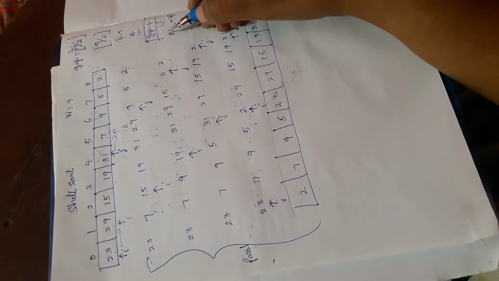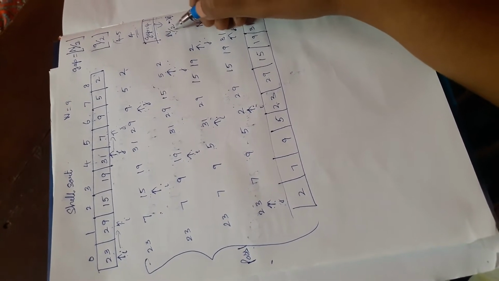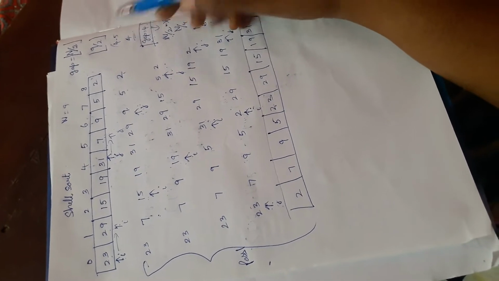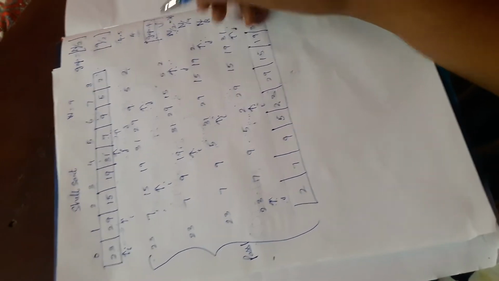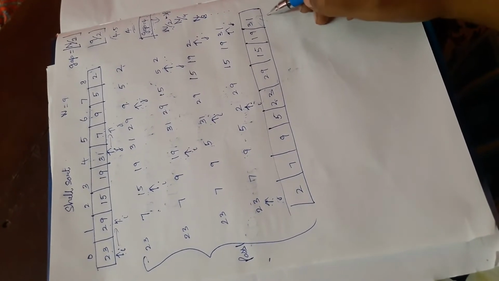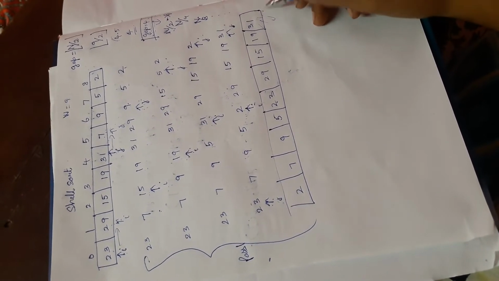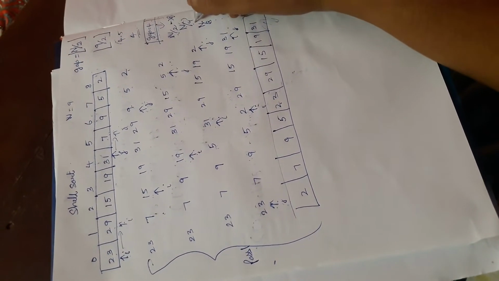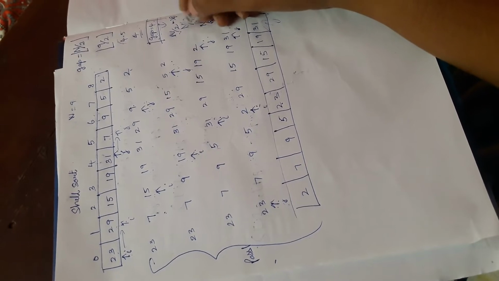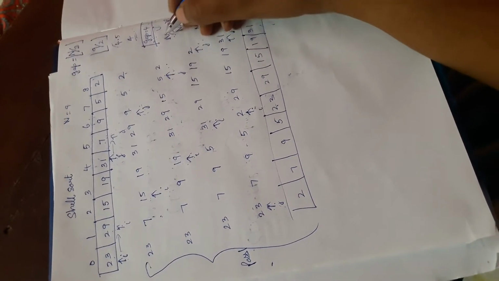So n divided by 2, what is the value of n? 9 divided by 2, so that is 4.5. So only for the first pass we are taking 4. For this pass, when j reaches the last point, we have to go to the next pass. Okay, so now I am taking n divided by 4. So now I will consider the value of n as this value.